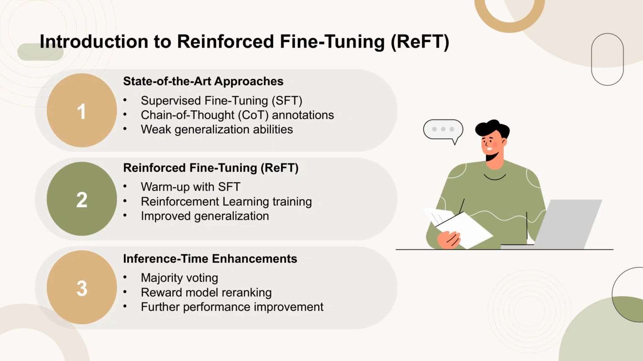The current leading methods for solving math problems use supervised fine-tuning, SFT, with chain-of-thought, COT, annotations. However, these methods often result in models with relatively weak generalization abilities. To address this, the authors propose reinforced fine-tuning, ReFT. ReFT begins with a warm-up stage involving SFT, followed by reinforcement learning training to enhance the model's generalization. Additionally, ReFT benefits from techniques like majority voting and reward model re-ranking at inference time, which further improves its performance.